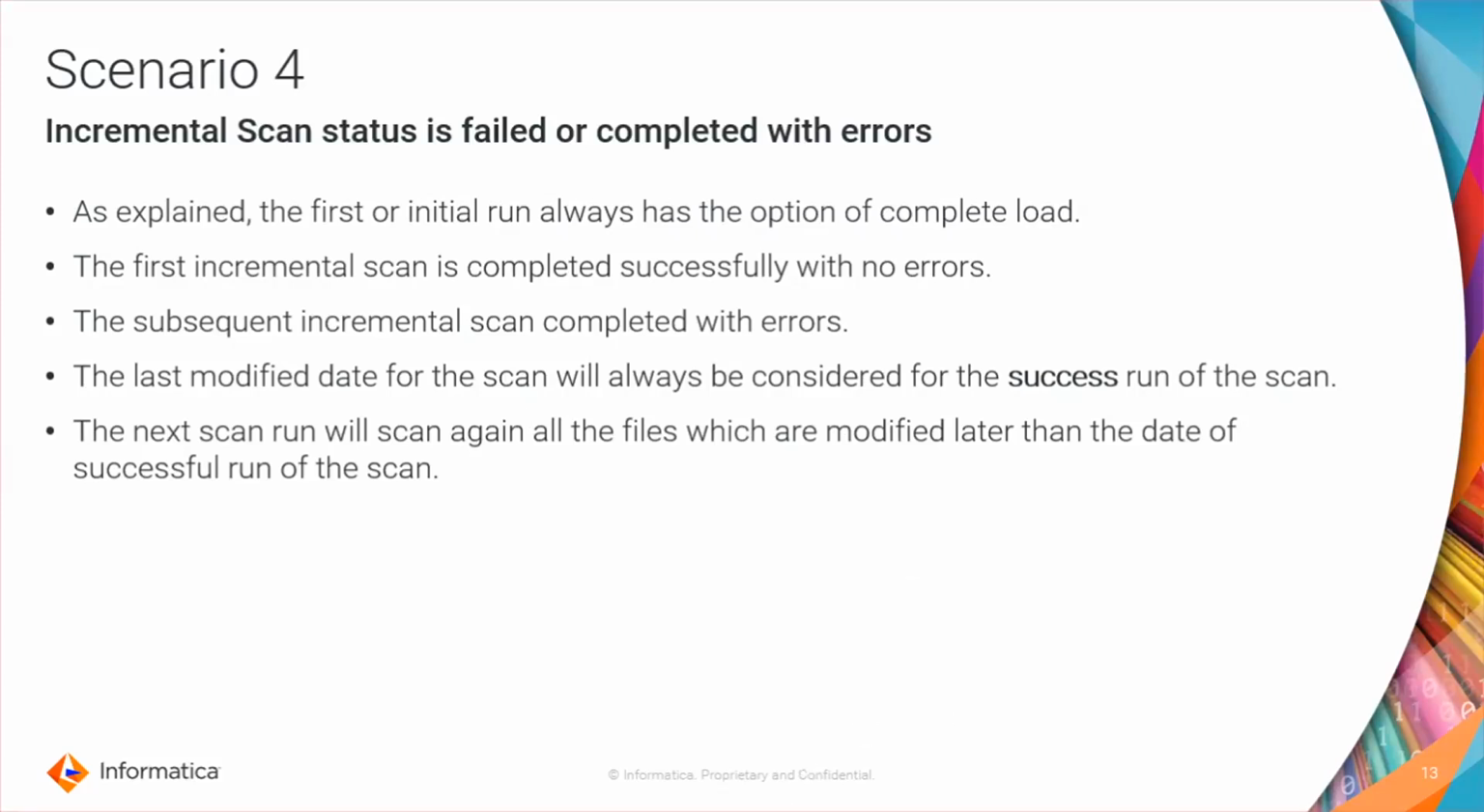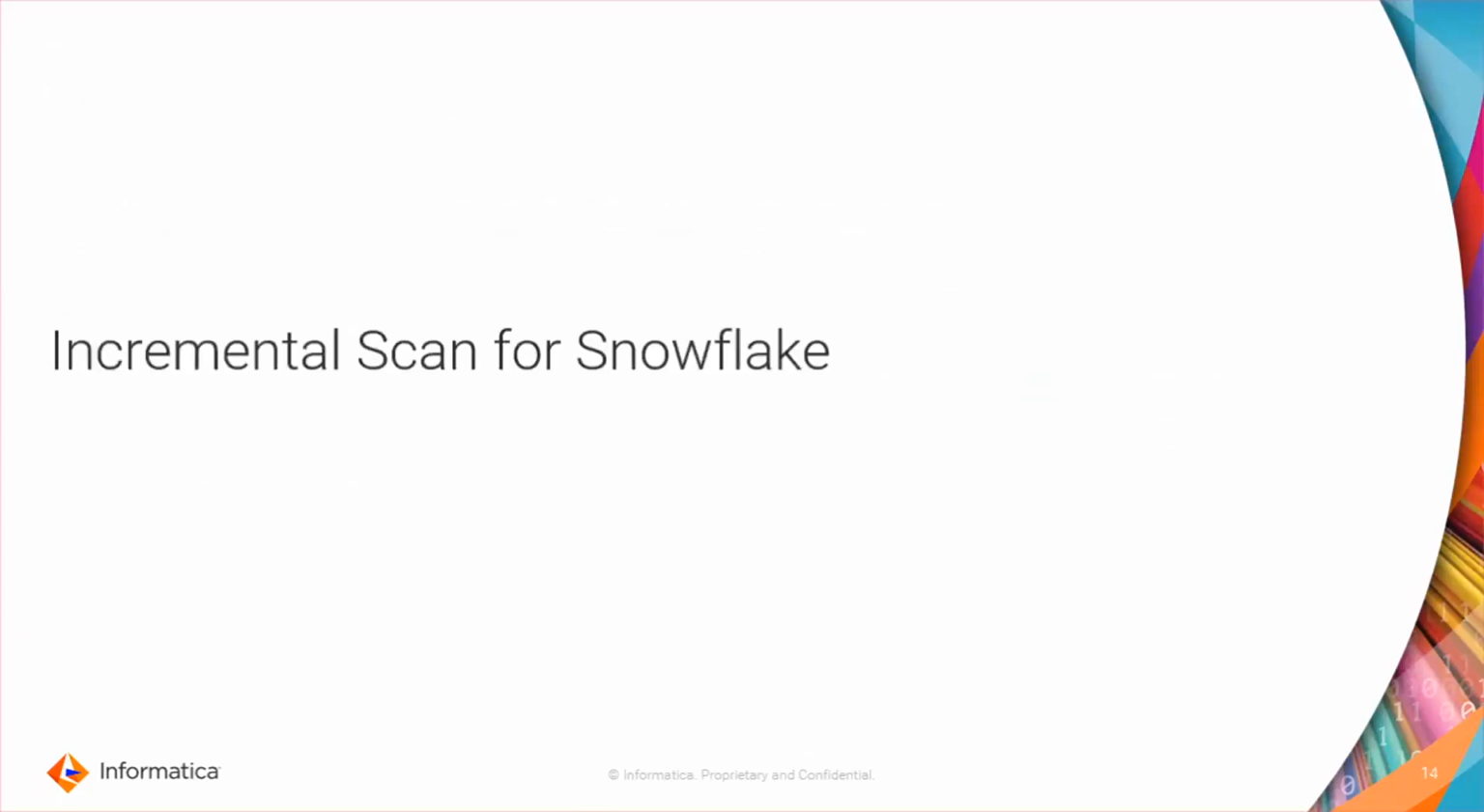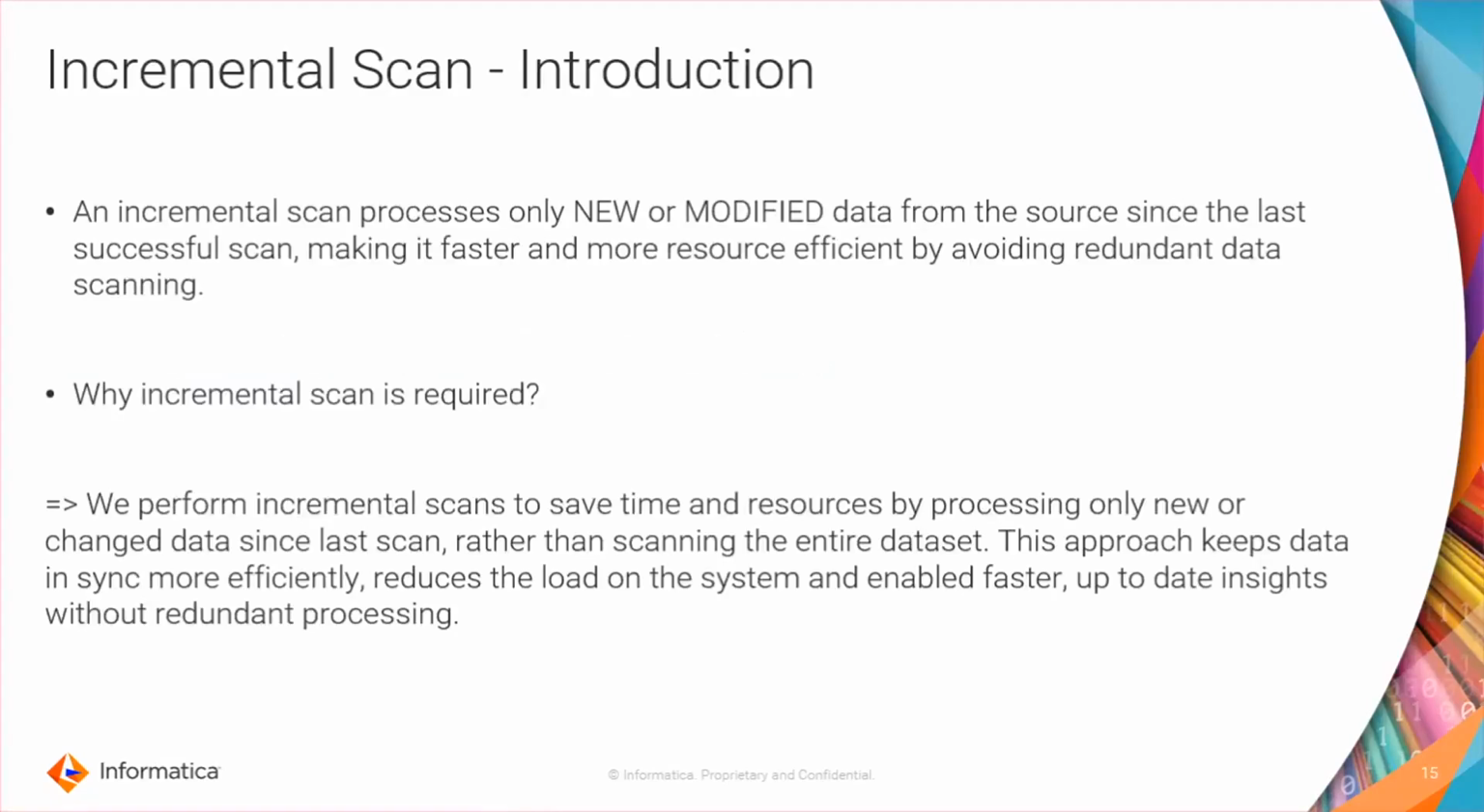Now let's check the incremental scan for Snowflake and what are the differences between the configuration and behavior of incremental scan in Snowflake as compared to Amazon S3. The basic design of the incremental scan for Snowflake is similar to that of Amazon S3. Incremental scan is only used to process new and modified data from the source instead of scanning the entire metadata and data from the data source systems.